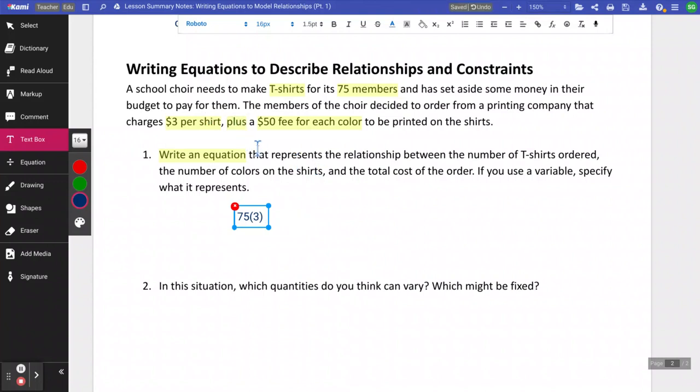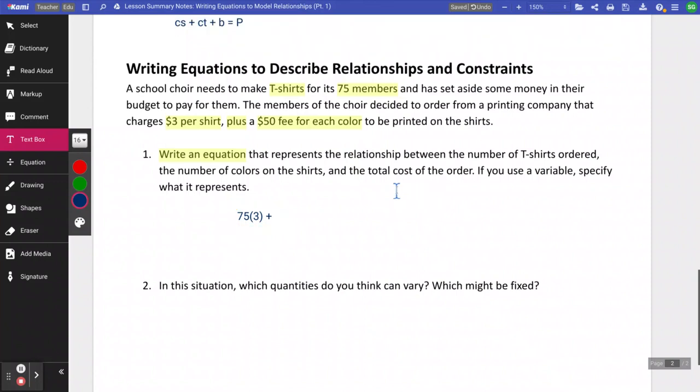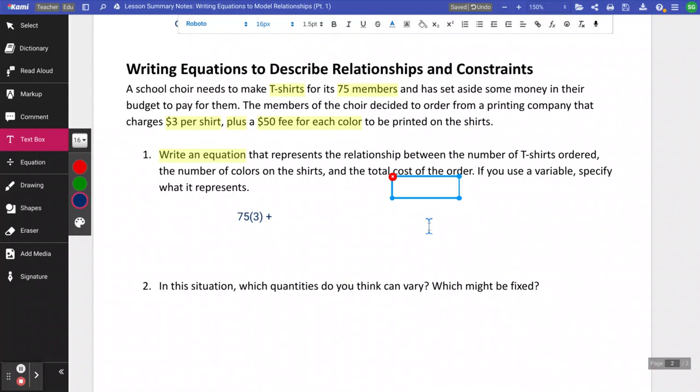It also says plus, so I'm going to put that, plus you're spending money on something else. You're spending $50 for each color on the shirt. Now, did it tell me anywhere how many colors they're using? I don't see that. So that's something that could change. It could vary depending on what that shirt looks like. So all signs point to that's a variable I need. I'm going to use the letter C to represent the number of colors on the shirt.